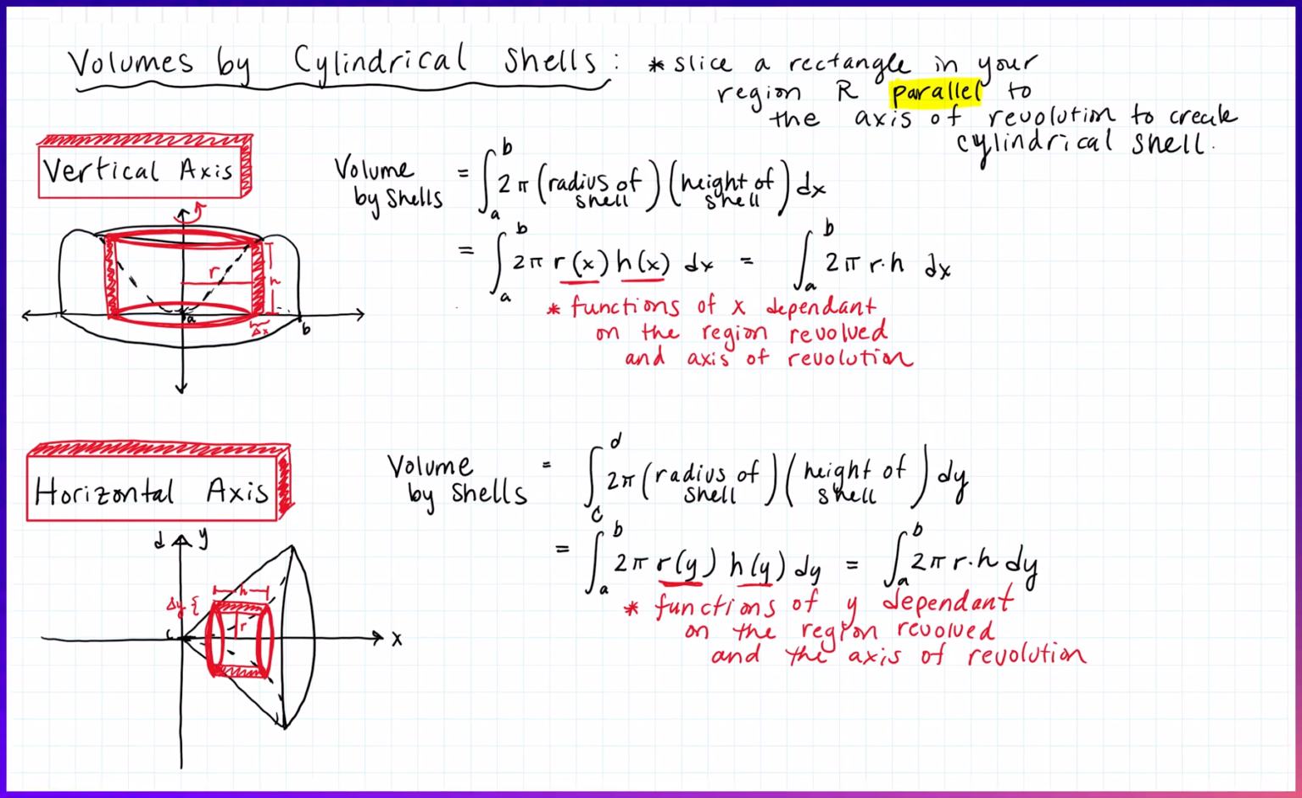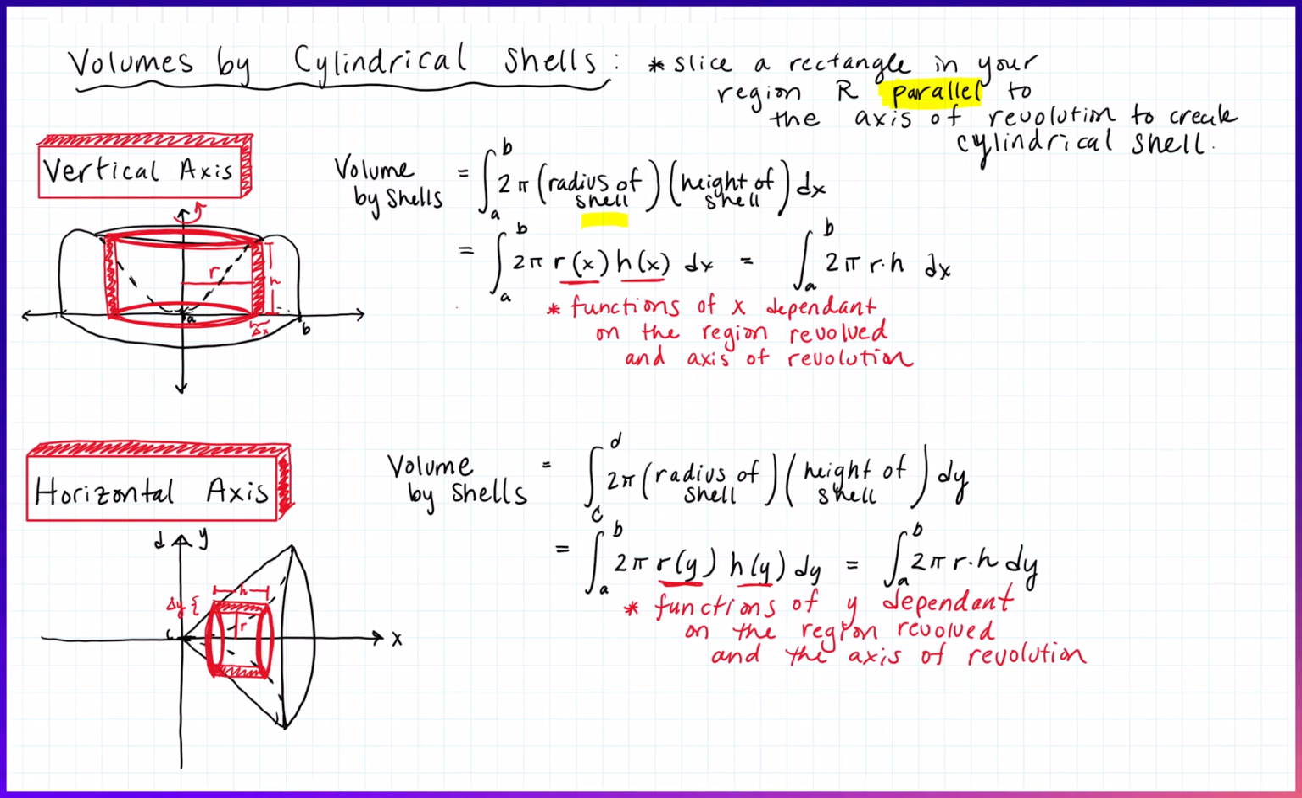One thing to remember, and it's highlighted from the last video, I'll highlight it again. We're going to slice a rectangle in our region parallel to our axis of revolution, and that's the rectangle we're going to use to determine our radii and our height, depending on if we're going around a vertical axis or a horizontal axis. That's what will determine if we're integrating with respect to x or with respect to y, based on the thickness of our shell.